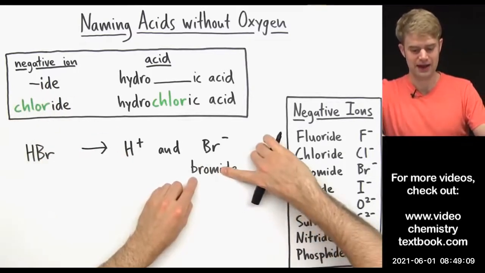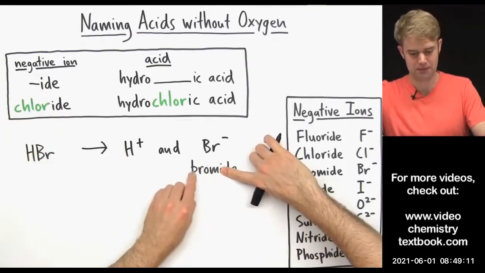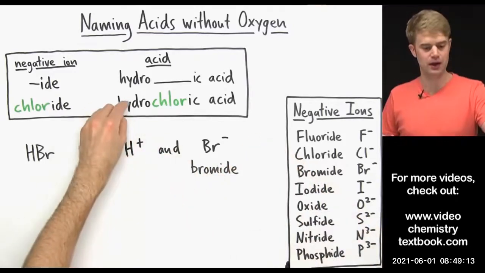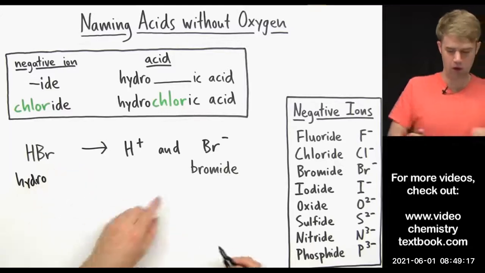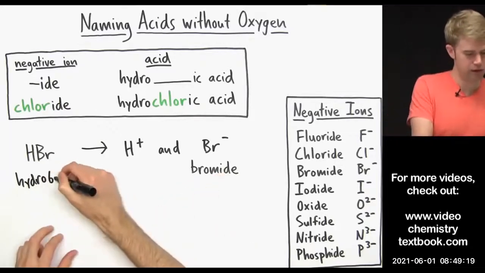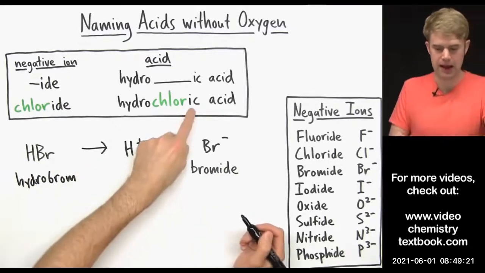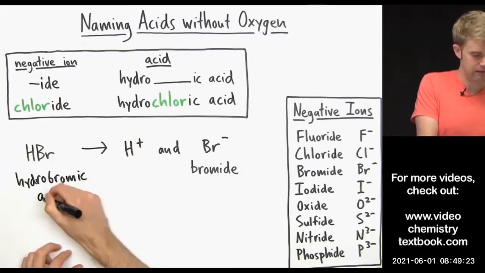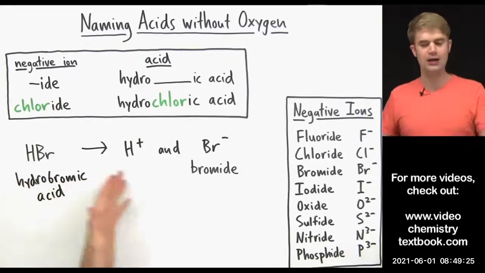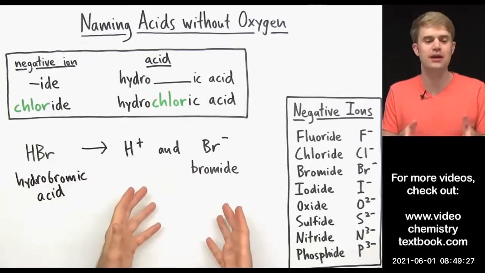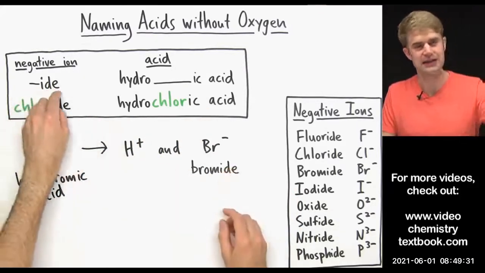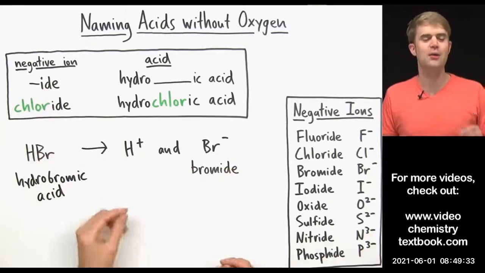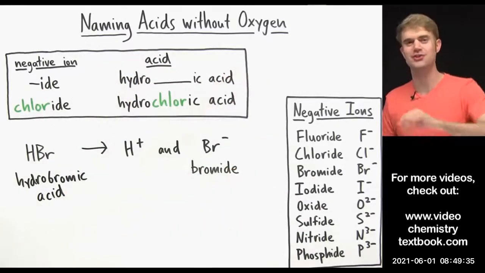We take the IDE off, we take the stem, BROM, and we stick it between hydro and ic. So we're going to get hydro, brom, ic, acid: hydrobromic acid. So that's how we name these acids without oxygen, where the negative ion ends in IDE. Now let's take a look at how we name acids that have oxygen in them.